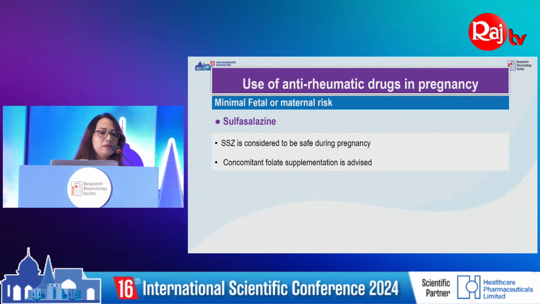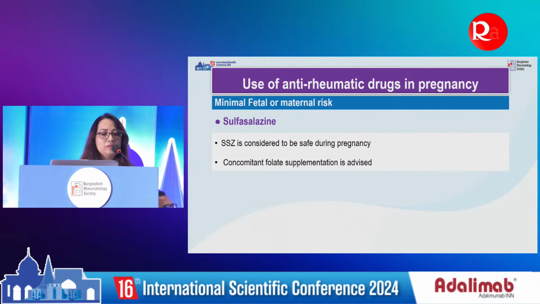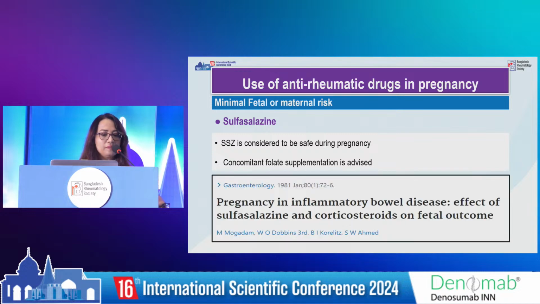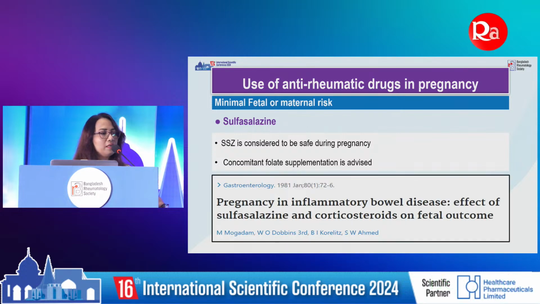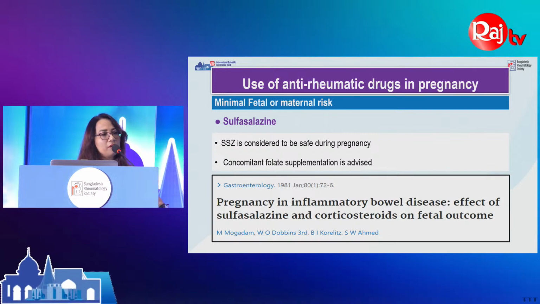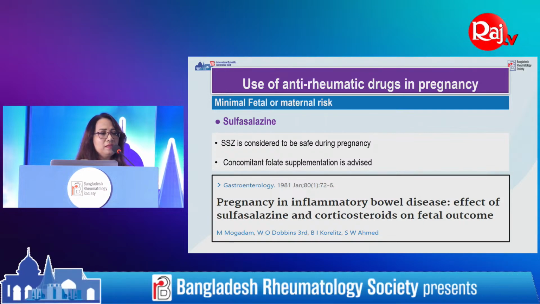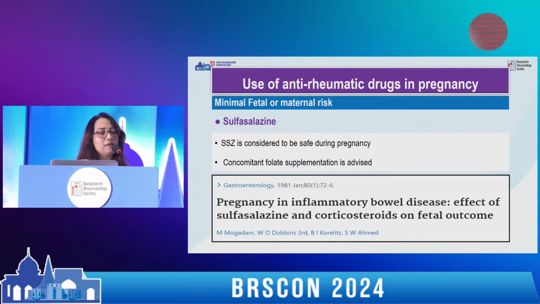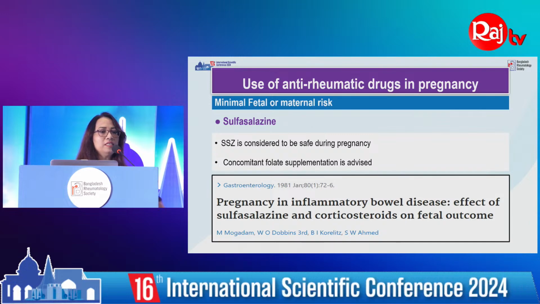Another important drug we have to use is sulfasalazine. It is considered to be safe during pregnancy. It used to be pregnancy category B. Concomitant folate supplementation is advised. Most of the data actually came from patients with inflammatory bowel disease. So you can see this is a very old study, but sulfasalazine's pregnancy safety has been proved for like 40 years now.